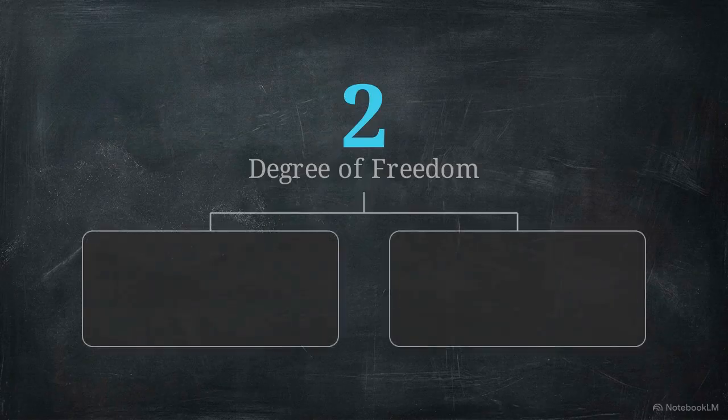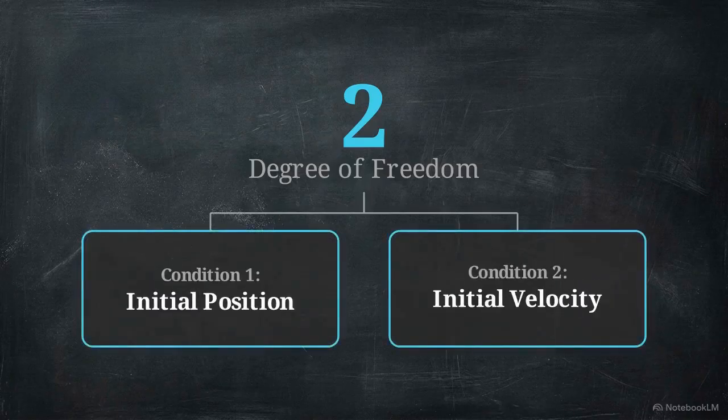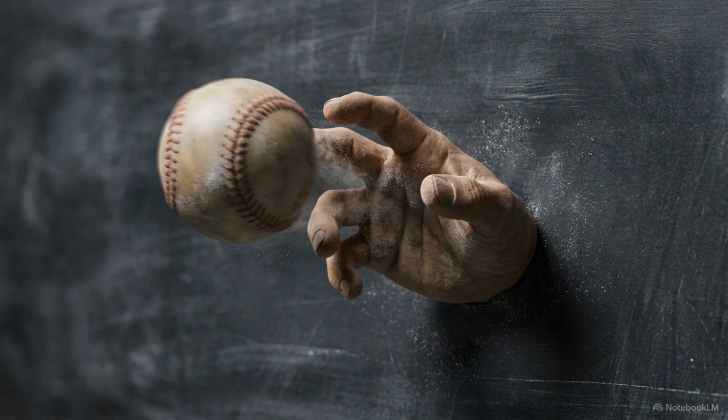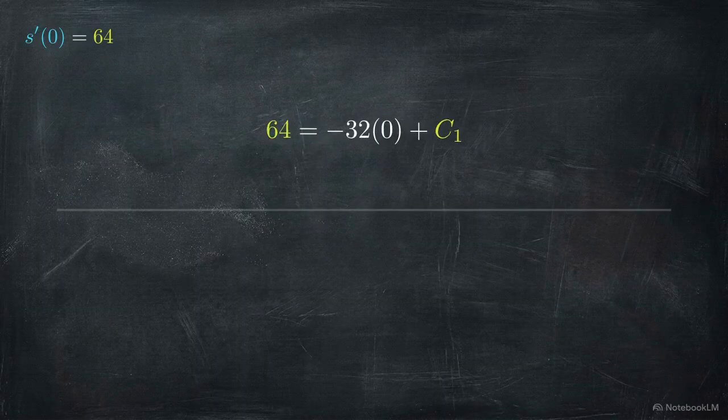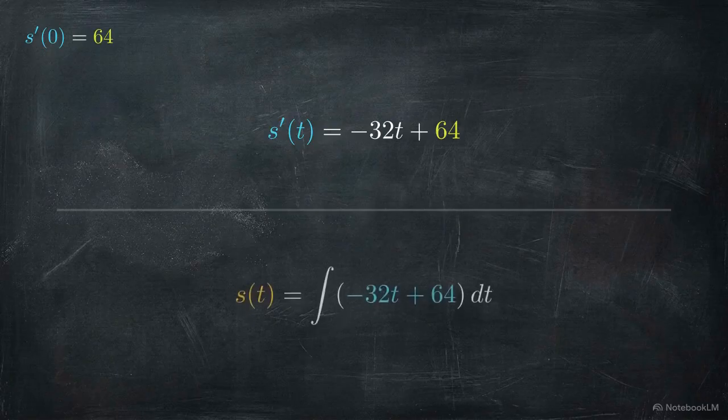To isolate a unique solution, we are required to have exactly 2 initial conditions. Fortunately, we have 2 specific data points for this throw, an initial height of 80 feet and an initial velocity of 64 feet per second. Integrating acceleration yields velocity, -32t plus c1. Our initial velocity of 64 makes c1 exactly 64.